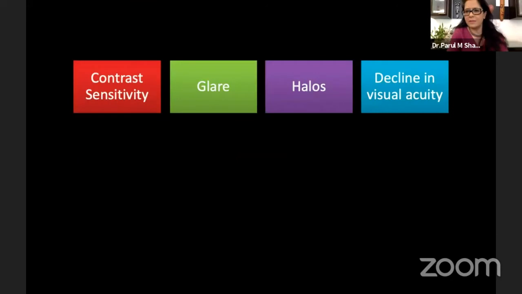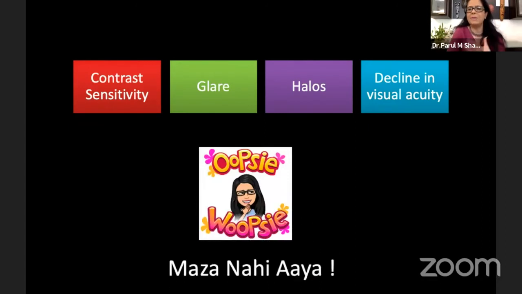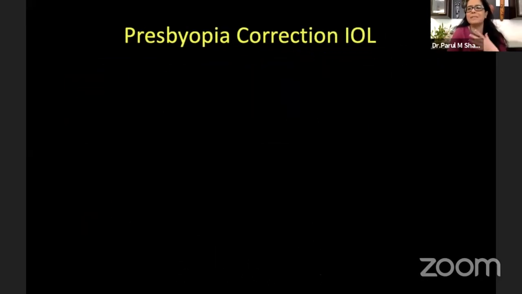So, when you're starting, there are so many things which you heard about presbyopic lenses and other stuff, issues with contrast sensitivity, glare, halos, that could be a problem in the vision. You're asking your patients for more, and even the established surgeons hear this once in a while: doctor, maza nahi aaya. So how do we start, right?